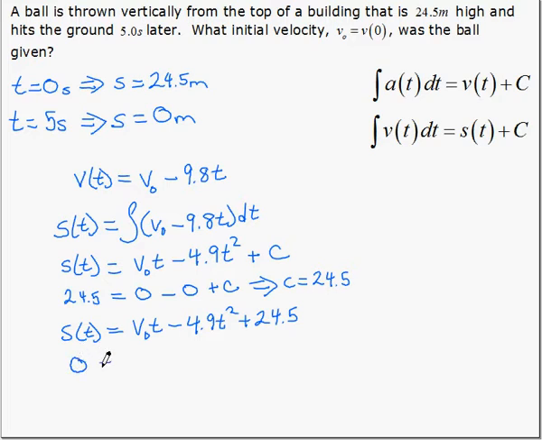So 0 equals v0 times 5 minus 4.9 times 5 squared plus 24.5. Moving the 24.5 and the negative 4.9 times 5 squared to the left and simplifying gives us 98 equal to 5 v0. Dividing both sides by 5 tells us that v0 is equal to 19.6 meters per second.